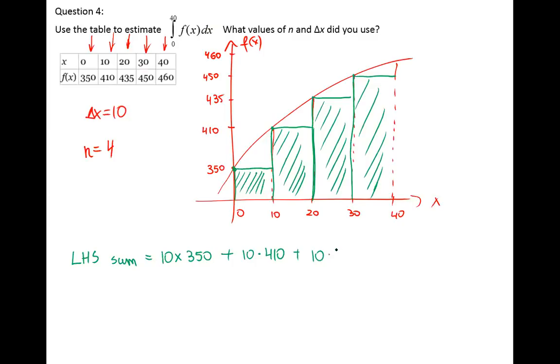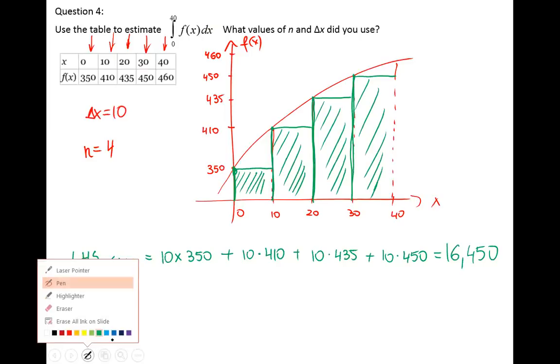10 times value for 20. And 10 times value for 30, which is this. Okay. But make sure that we understand, because we can see, that's the height. That's the height, 410, 435, 450. And I did use the calculator. This will be 16,450. Okay? But of course, the final number is important, but I really want you to understand this.